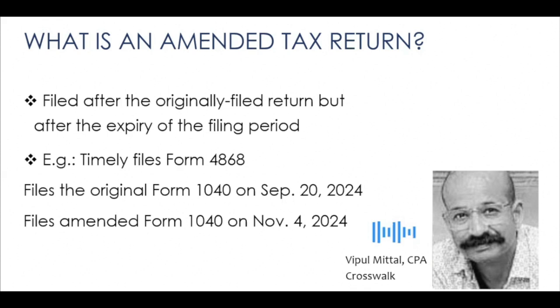Although you can get a 6 months extension by filing form 4868. So if you timely file form 4868, you get a 6 months extension. So your filing period ends either on April 15th, 2024, or October 15th, 2024 if you have applied for extension. If you have not applied for extension, your filing period ends on April 15th, 2024. And if you have applied for extension, your filing period ends on October 15th, 2024. So you timely file your tax return.